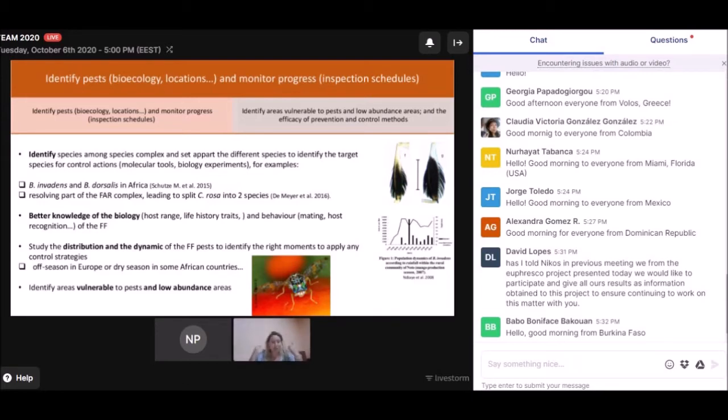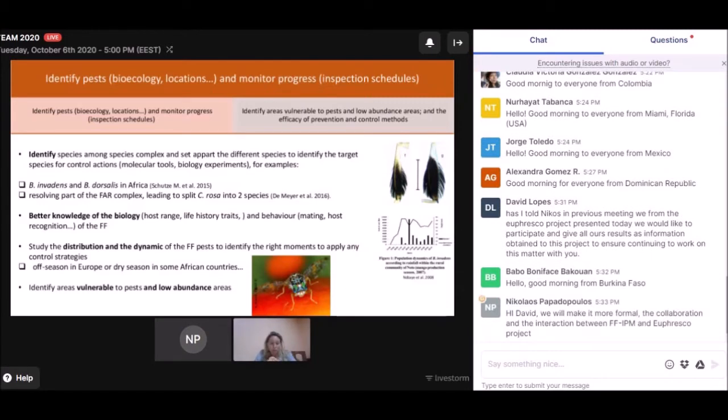So better knowledge of the taxonomy is very important, but then also better knowledge of the biology of the fruit fly: host plants, life history traits, behavior. We heard nice talks about behavior up to now, the mating, cross recognition, and all of this for fruit flies. These are very important things in the IPM strategy, to know better what we are fighting. And then comes the study of the distribution and the dynamics of this fruit fly, to identify the right moments to apply control strategies.